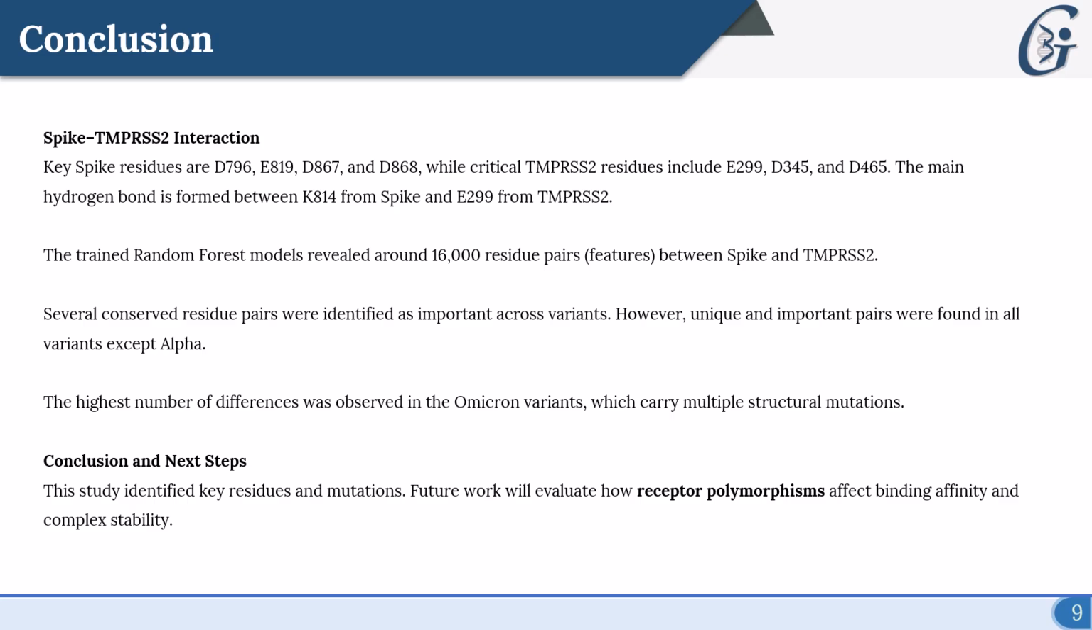As a next step, we plan to study how genetic variations in human receptors, or polymorphisms, might affect the binding strength and stability of these complexes. This could help us better understand how mutations impact viral entry and may guide future therapeutic targets.